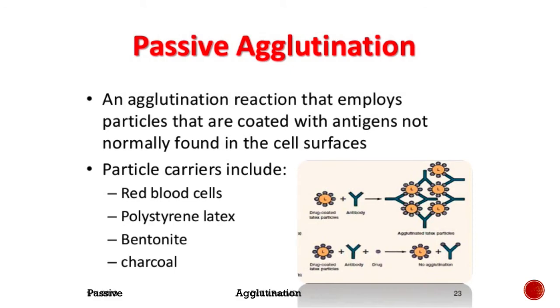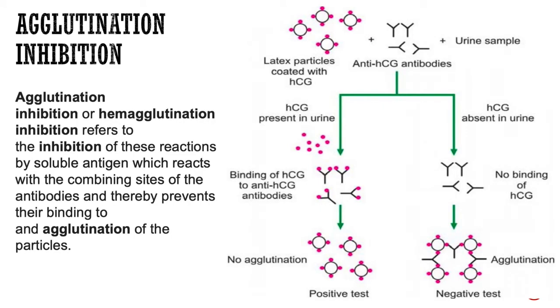Then the fourth one, you can see, is agglutination inhibition. Basically, when any lady goes for a home pregnancy test, if the HCG hormone is present in the urine sample, then the test kit shows the positive result. And if the HCG hormone is absent, there will not be any positive result. So how is that possible? It is possible because of agglutination inhibition.